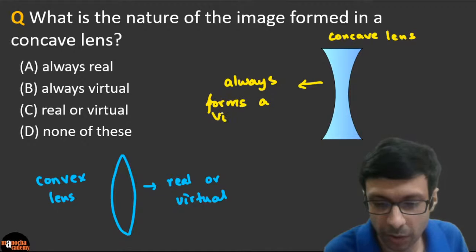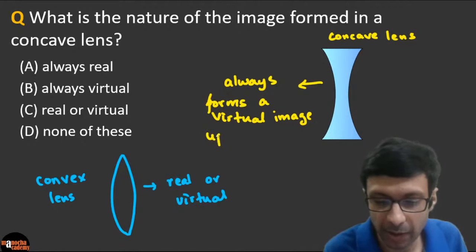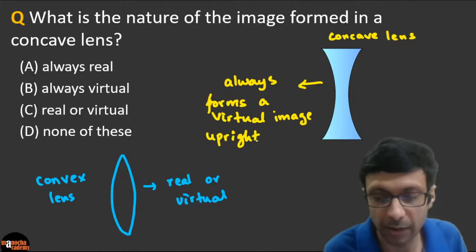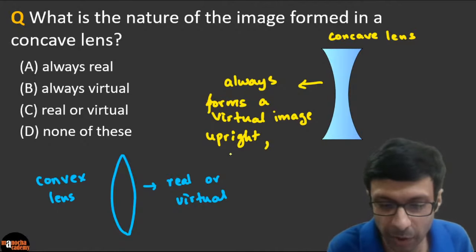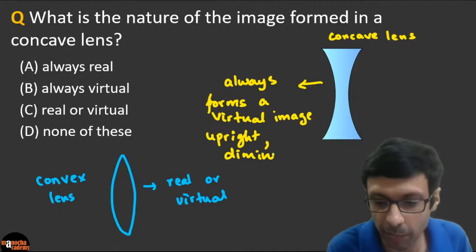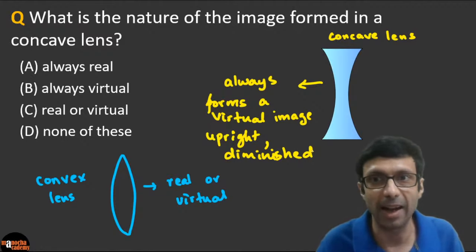And this virtual image, as you guys know, is always upright. So it's always upright and it is always diminished, right? A concave lens always forms a diminished image. So these are the important properties. Please remember that for a concave lens, the image is always virtual, upright and diminished.